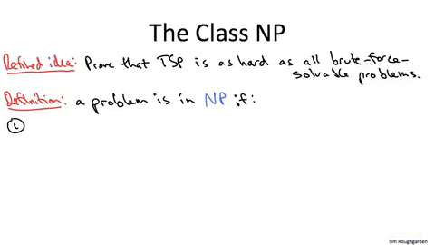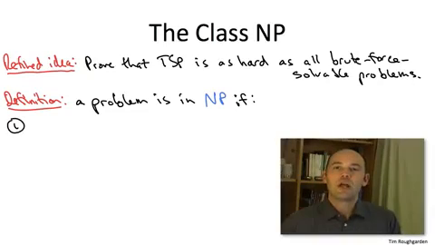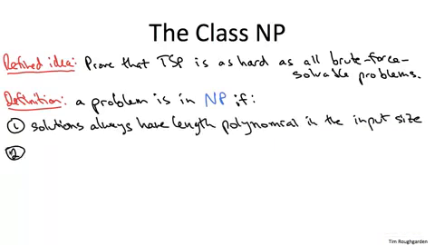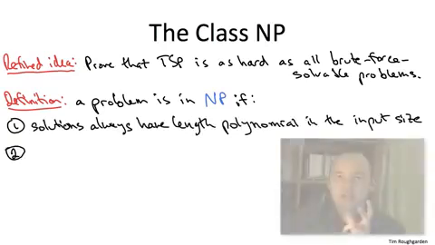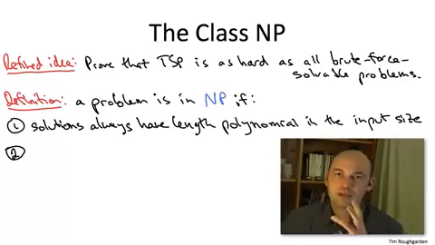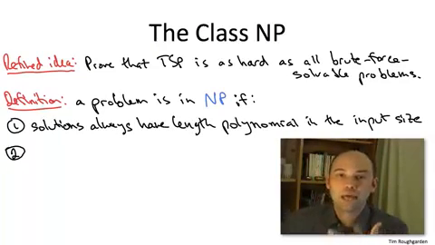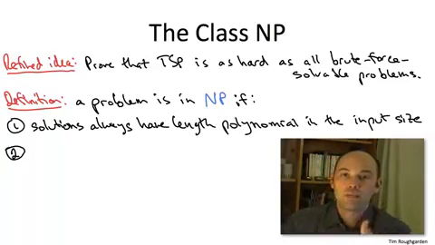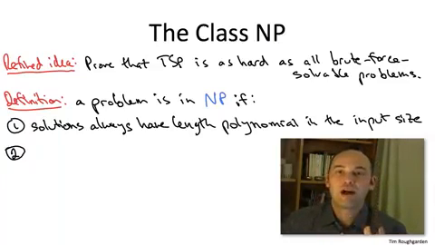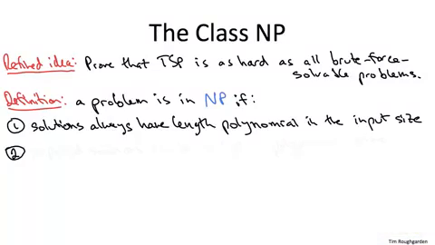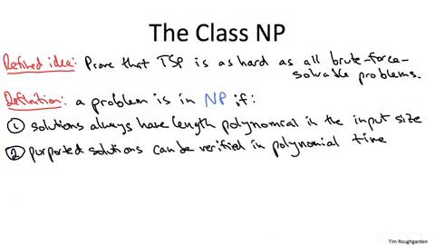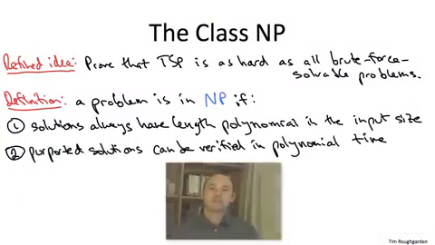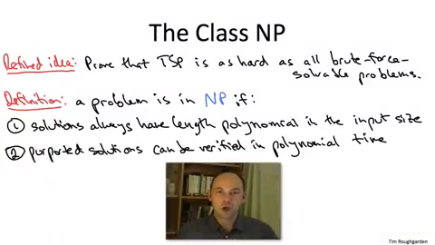The first property is sort of a simple prerequisite. It asserts that solutions have length polynomial in the input size. The second property, and this is really the key one, is that if someone offers up to you a purported solution to an NP problem, you can verify its correctness in polynomial time. To make sense of this abstract definition, let's think about some concrete examples.